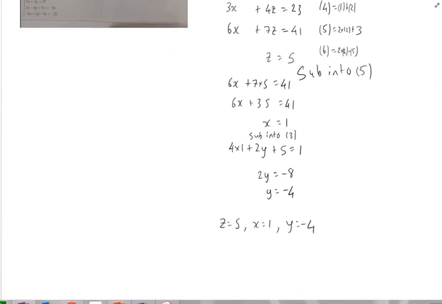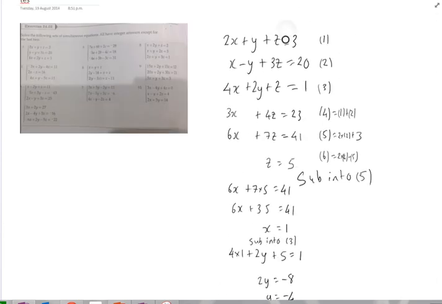If I then substitute both x and z back into equation 3, I can work out what y is, and I find out that y is negative 4. Okay, so what do you do? You eliminate one of the variables. In this case I eliminated the y, and you come up with a 2 by 2, just like the earlier examples that we were doing.